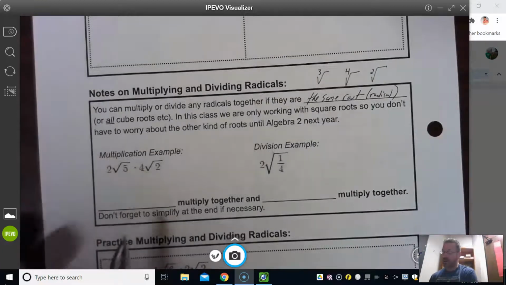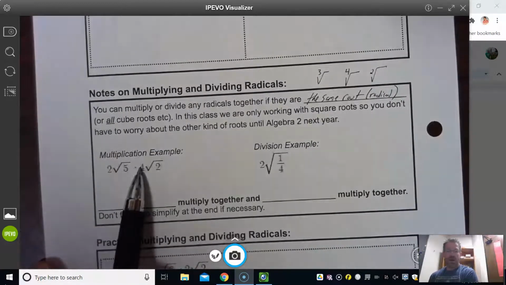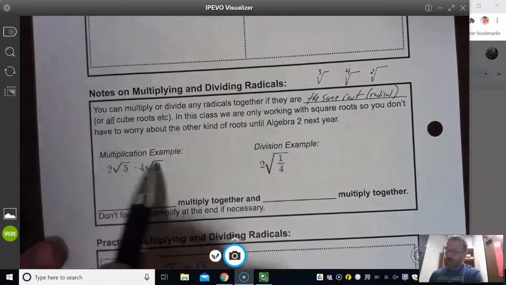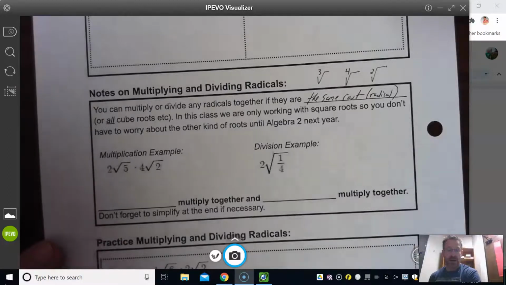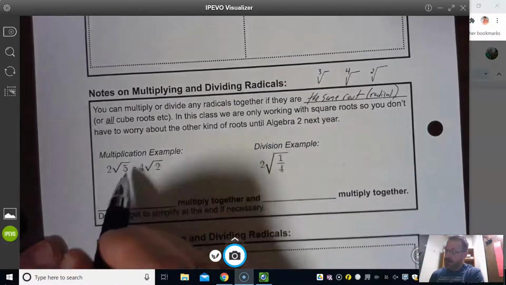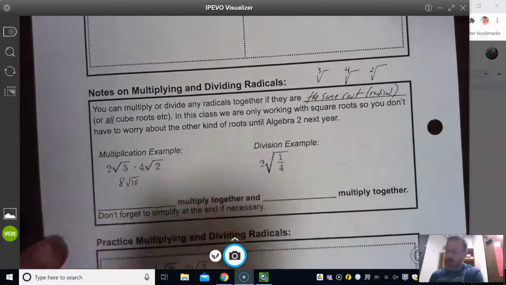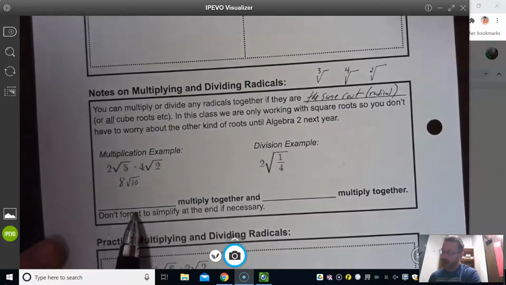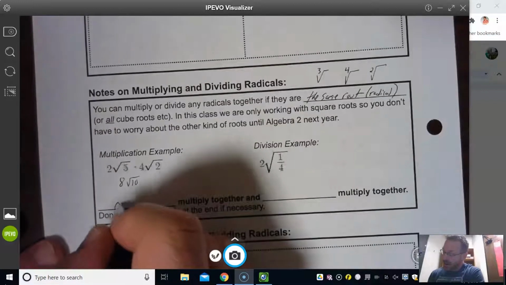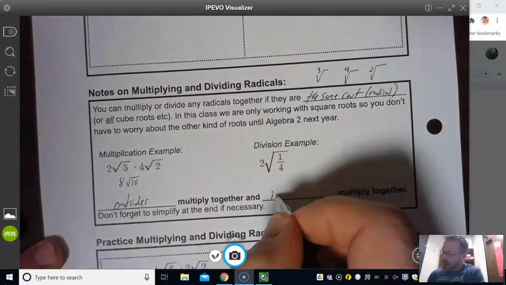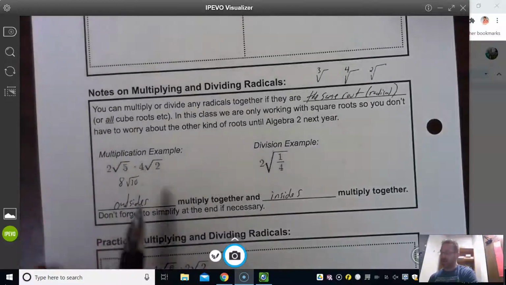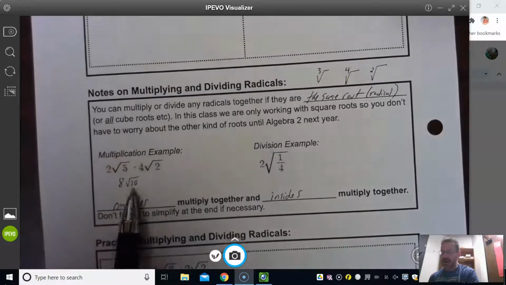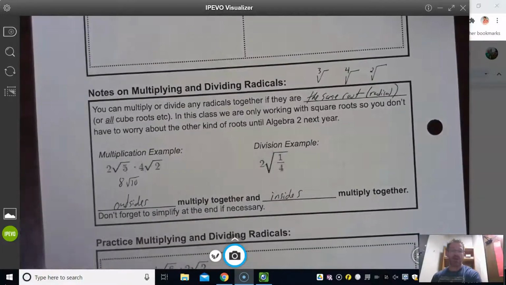Now, the way this works is, it's all multiplication. And whatever's on the outside, I can multiply together. And then whatever's on the inside, I can multiply together. So notice 2 times 4, that would be 8. And then 5 times 2 is 10. So I get 8 times the square root of 10. So the outsides multiply together and the insides multiply together. Now, once again, once I get to this number, I have to check and see if I can reduce the number inside the square root radical, just like we did on the prior example.